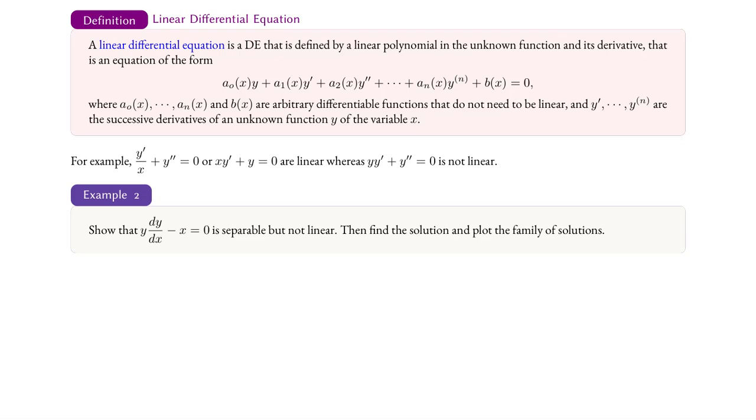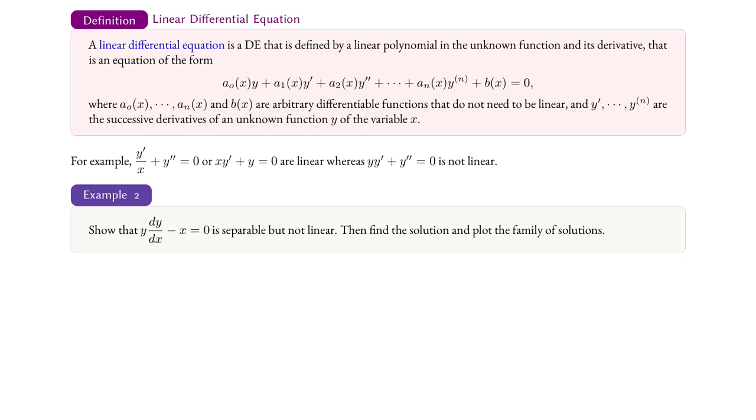A linear differential equation is a differential equation that is defined by a linear polynomial in the unknown function and its derivative. That is the equation of the form a function times y plus another function times y prime plus another function times y double prime, and so on, equals 0. Each of these functions, a sub naught of x, a sub n of x, and b of x, are differentiable functions, and they don't have to be linear.